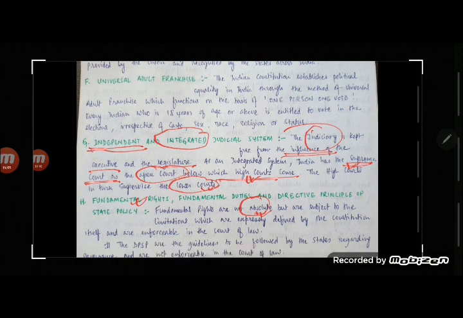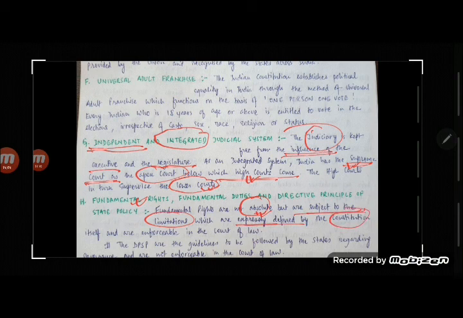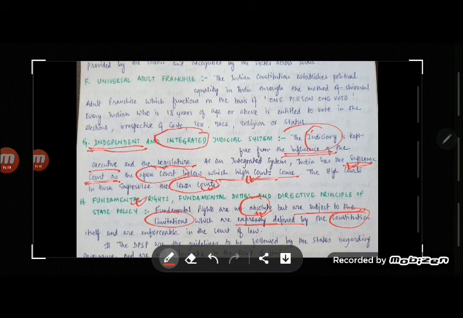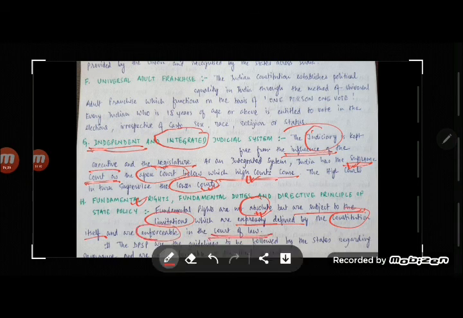So it is not absolute and subject to limitation. There is a limitation imposed on the fundamental rights of every individual, which are expressly defined by the constitution. It is expressly defined in the constitution, which we will read in a further chapter: what the fundamental rights are, when they can be suspended, and that they are enforceable in the court of law. So the fundamental rights given to the individual are enforceable in the court of law.